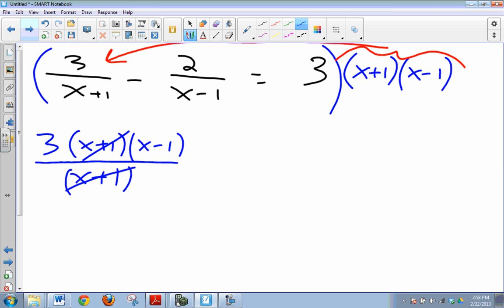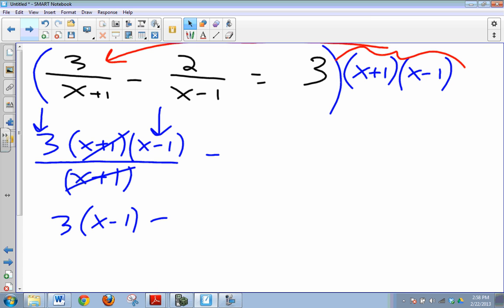What's still there? Well, that's a 1, but what else is still there? This 3's not going anywhere. This x minus 1's not going anywhere. Yeah, times 3. They're still there. Again, we're multiplying by x plus 1 because we want to cancel it out in that denominator. What's going to happen in the second one when we multiply all that stuff? It would be 2 times x plus 1, because what happens to the x minus 1s? They cross out.